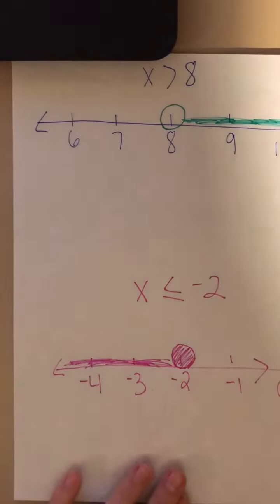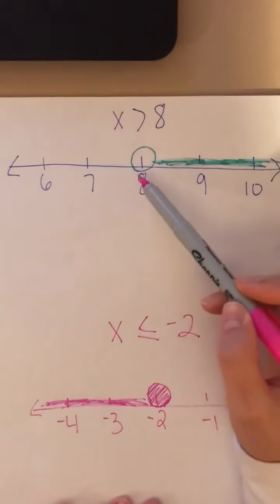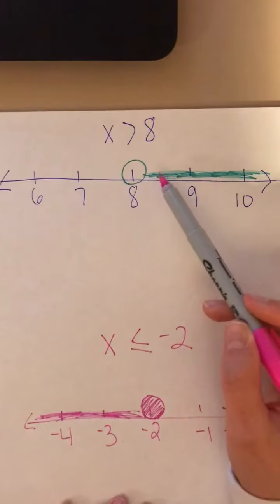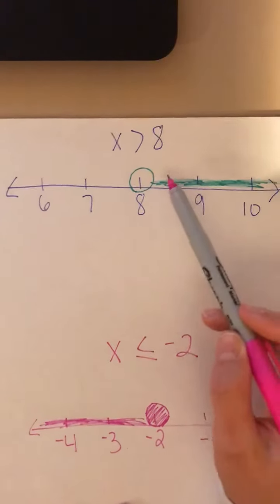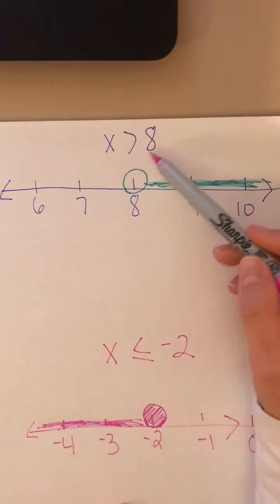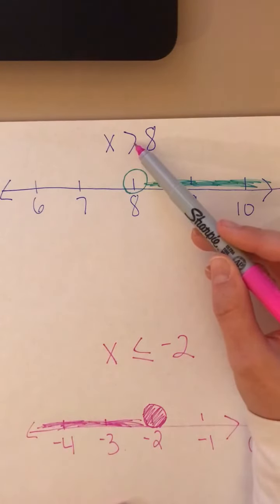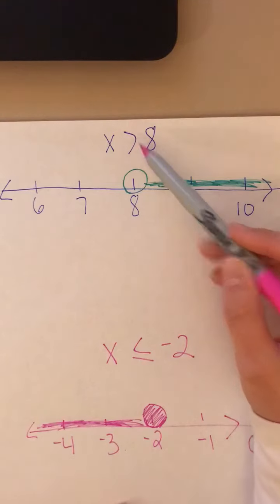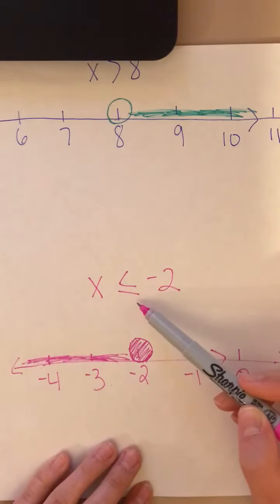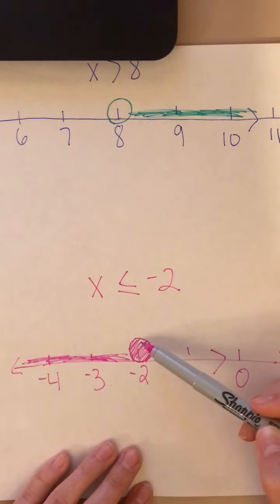Just make sure that you put a circle above the number that's in the inequality and just shade the line in the direction of greater than or less than, depending on what the inequality says. And you just have to remember, if there's no line underneath the greater than or less than symbol, you leave the circle unshaded, and if there is a line underneath the greater than or less than symbol, you shade in the circle.